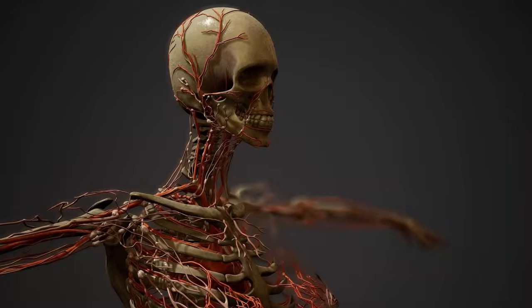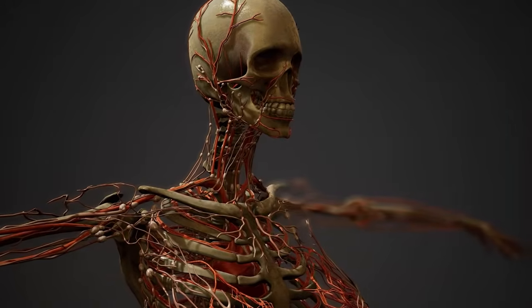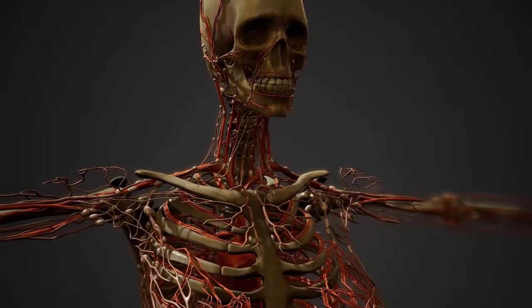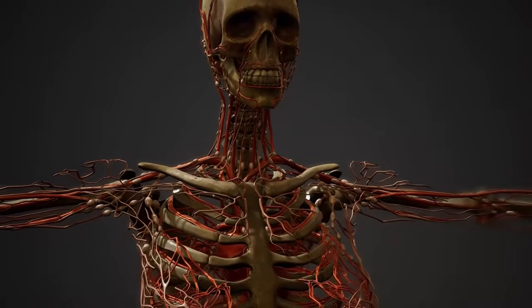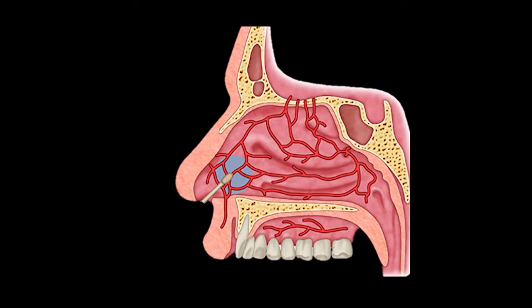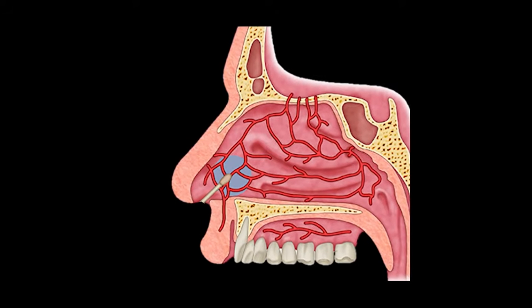The nose has a rich blood supply which helps warm the air as it passes through. Several arteries supply blood to the nose, including the facial artery and branches of the internal and external carotid arteries. Because of this rich blood flow, the nose can bleed easily, especially in dry conditions or due to trauma.